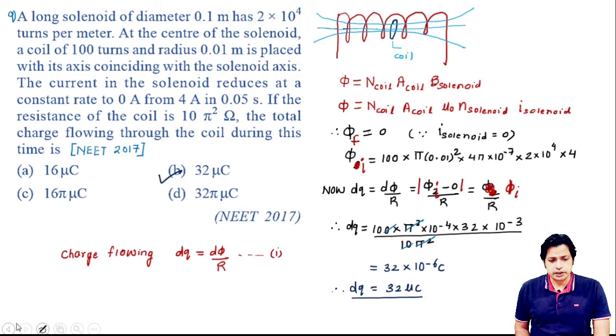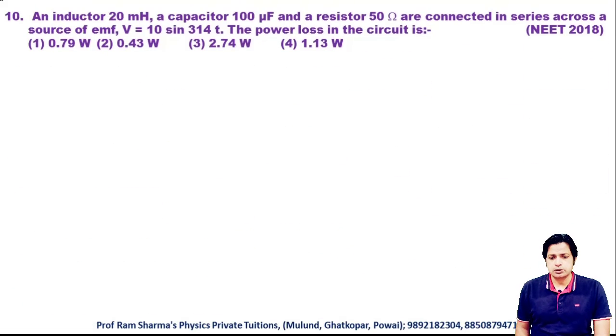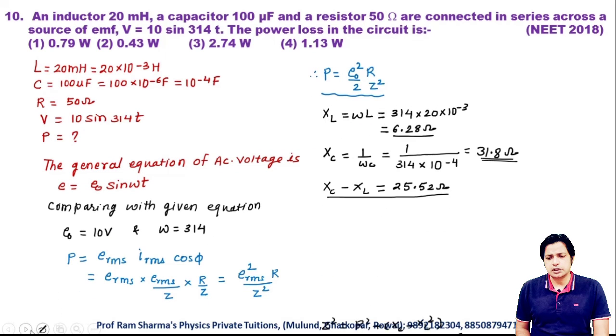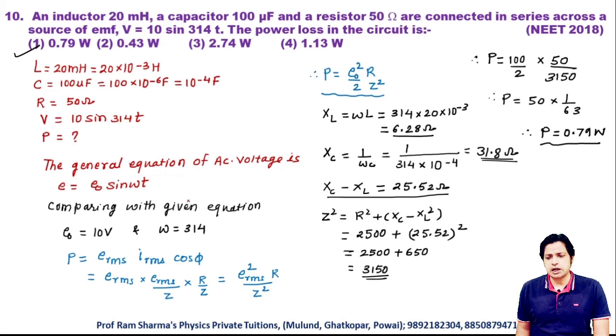Now let us move on to the next thing, that is the 10th one. I told you that the question has been repeated, so I am not going to explain this once again. The only difference is that here the value of the capacitance is 100 microfarad, so I'll directly show you the solution. You can do it on your own. It is exactly the same, everything is the same, but the answer will be different because the XC value is different. Next, this was asked in NEET 2018, so the questions do repeat sometimes.